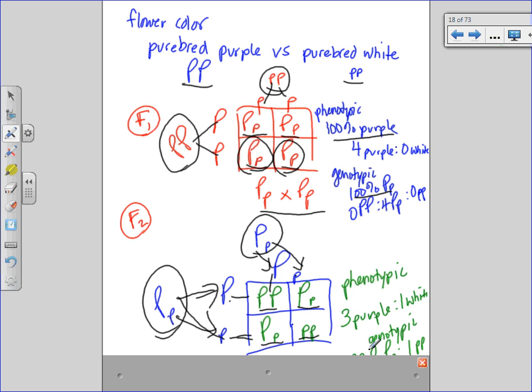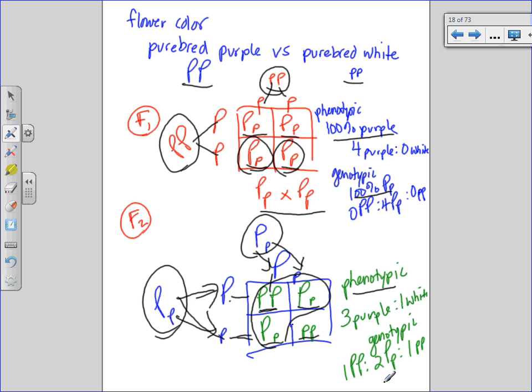So phenotypic ratio, what you see, these three all have a big P. So they'd all show the dominant purple flower. So it'd be 3 purple to 1, that is little p, little p, so 1 white. Genotypic is 1 big P, big P to 2 big P, little p's to 1 little p, little p. So you've got to make sure you can tell the difference between phenotypic and genotypic.